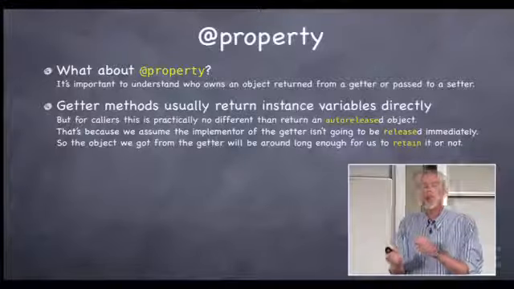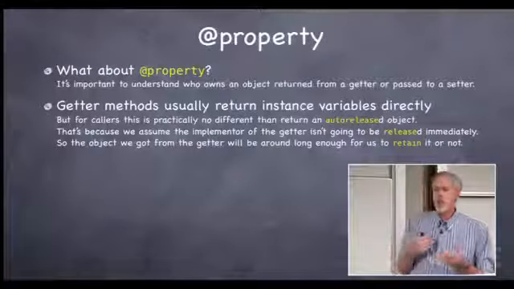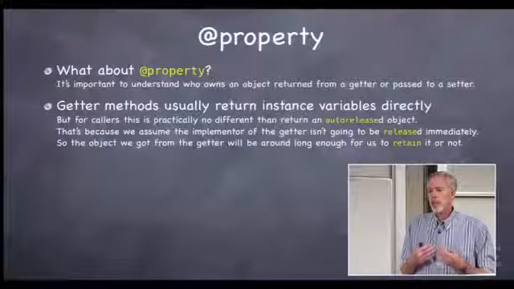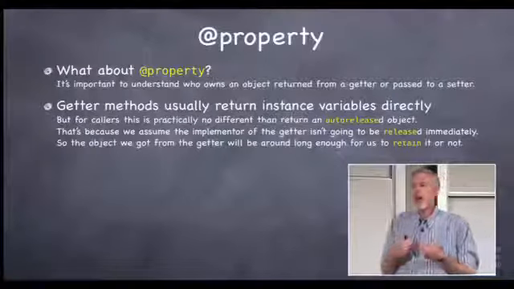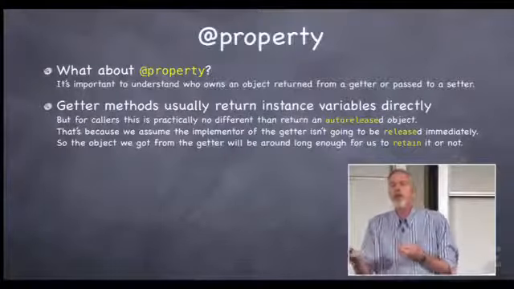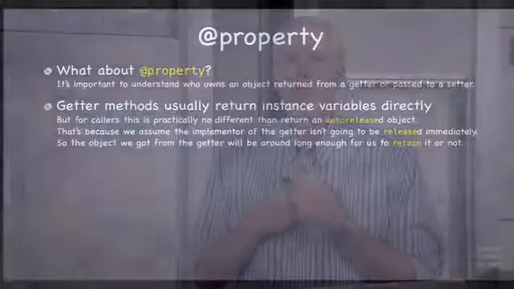Usually you're just going to return it, and the person who's calling it is going to count on the fact that they're not going to deallocate you, they're not going to release you, until they've made a decision to retain your instance variable through the property.